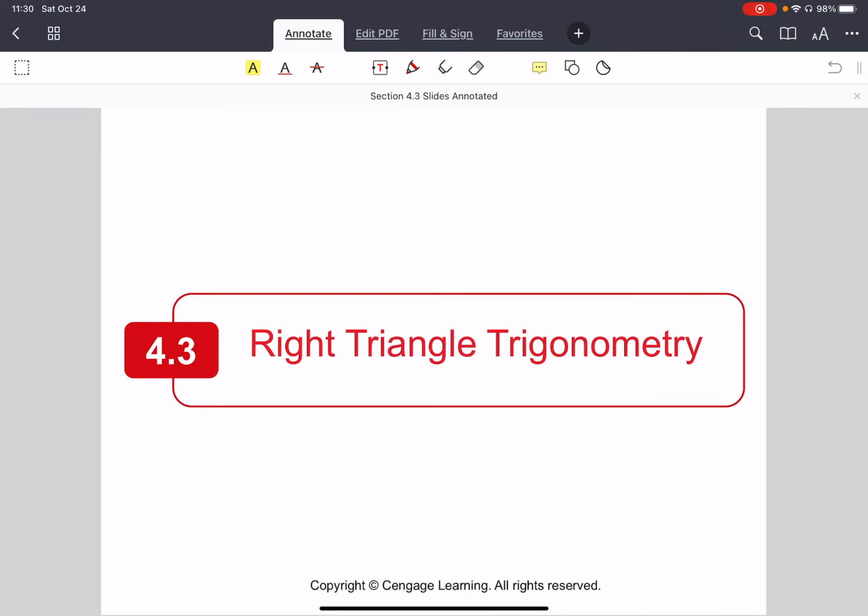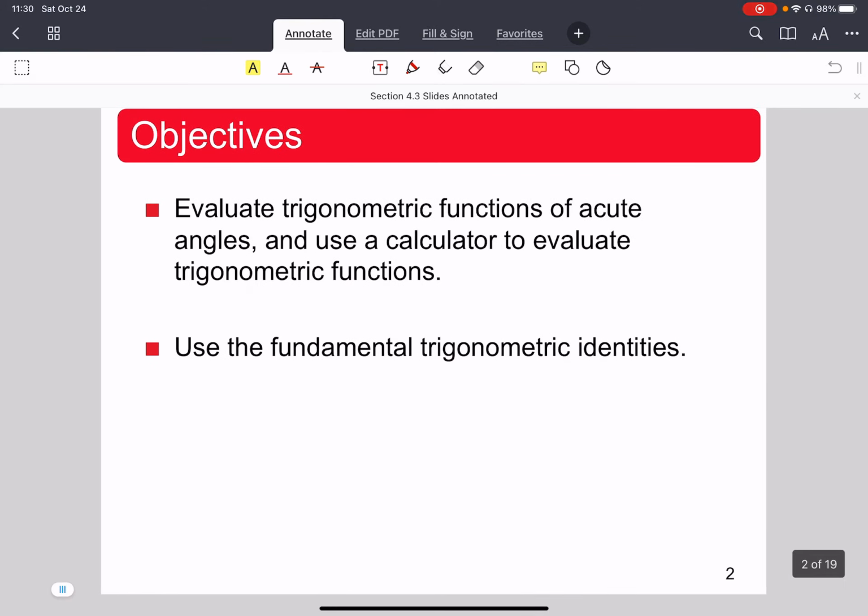In this lesson, I will talk about right triangle trigonometry. The objectives of this lesson are evaluating trig functions of acute angles, using a calculator to evaluate trig functions, and then using fundamental trigonometric identities.